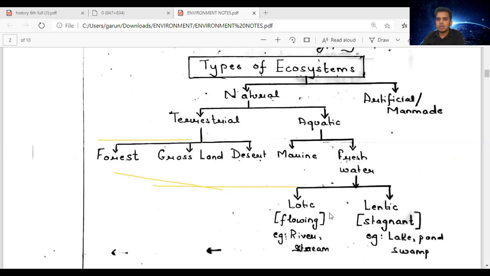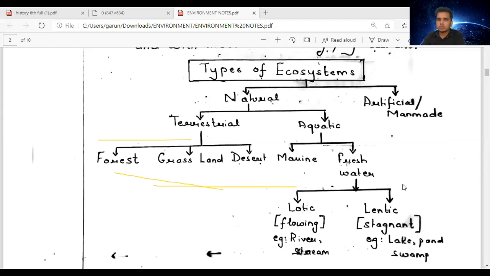Freshwater has two categories: lotic and lentic. Lotic means flowing, a river or a stream. Lentic means stagnant, standing in one place. What is flowing? A river. What is stagnant? Lake, pond and swamp.